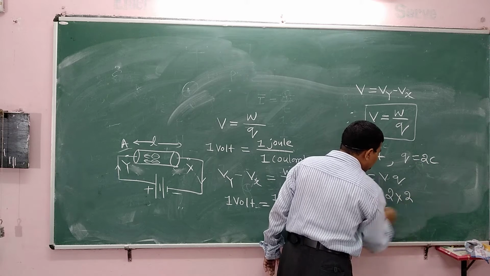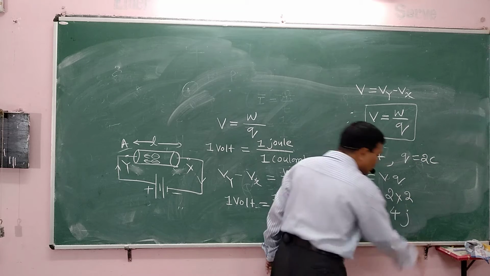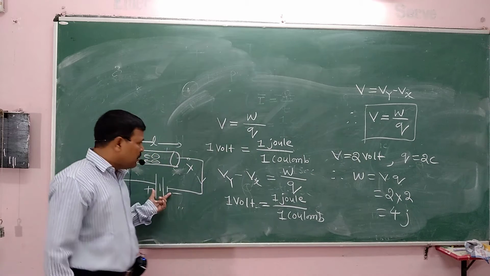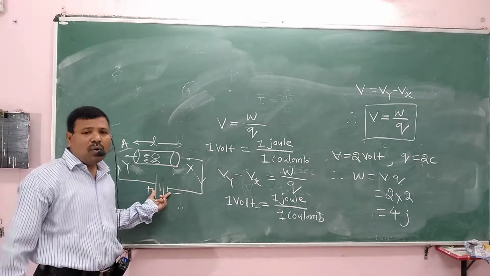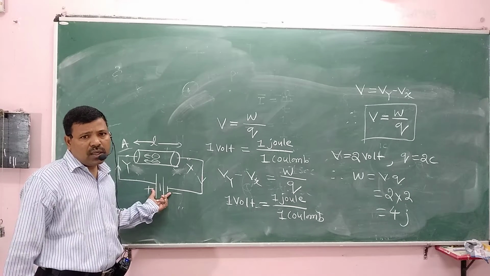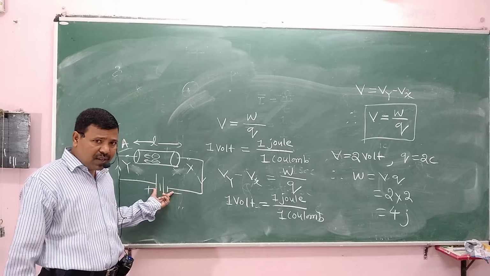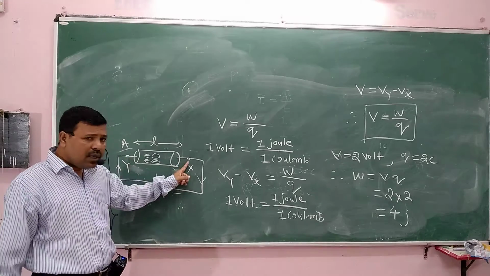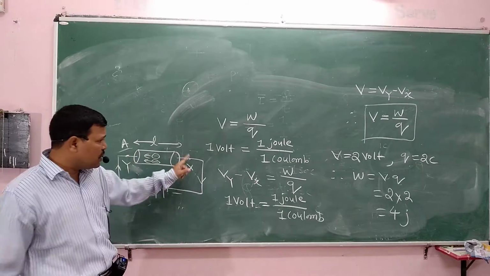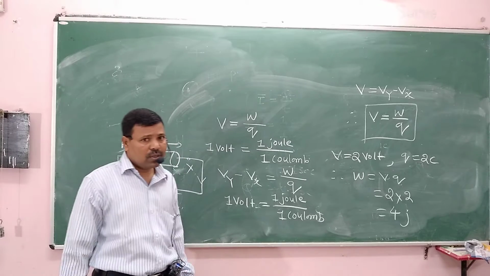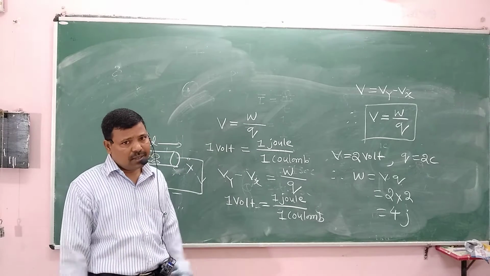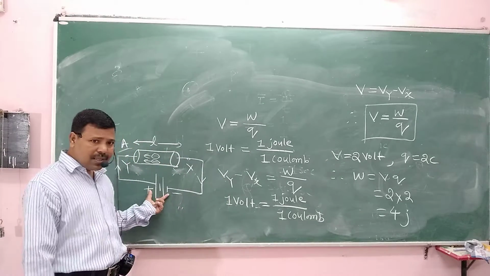Q is 2. 2 2s are 4 joules. So, potential difference may be 2 volt, 1 volt, 6 volt, 8 volt, 12 volt, whatever. So, this potential difference into the quantity of charge taken from this point to this point gives us the work done by the battery. In fact, battery does the work here.